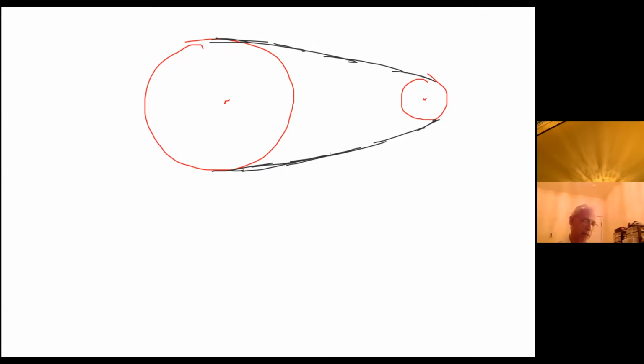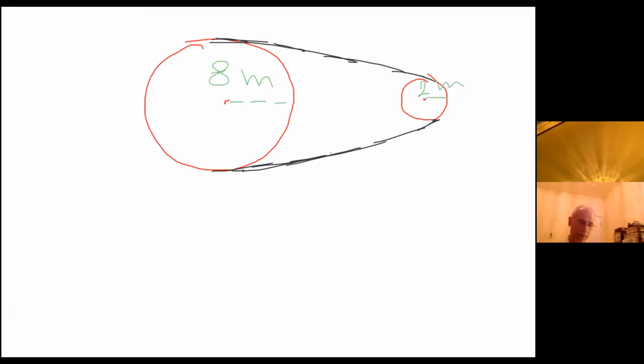What is it that we know? It's given that the radius of the larger one is 8. Let's grab a different color. So this R is, let's say, 8 meters. And the smaller one is only 2 meters.